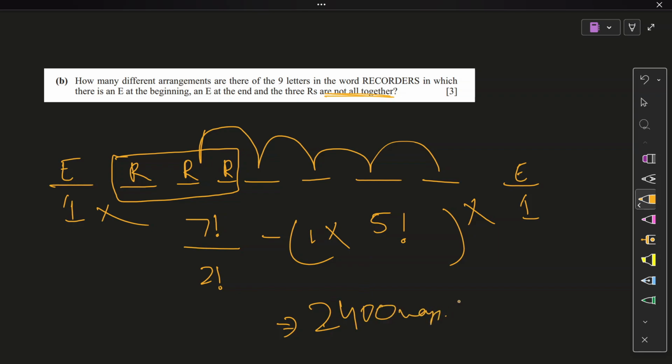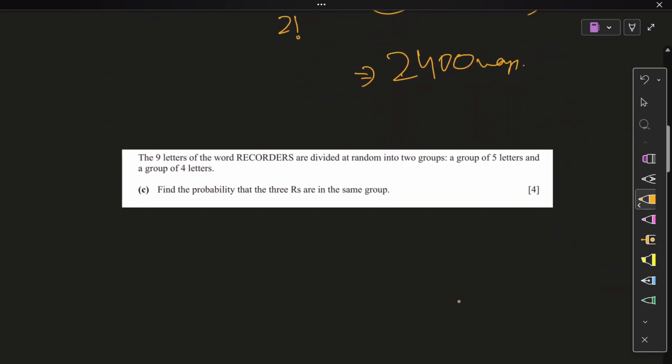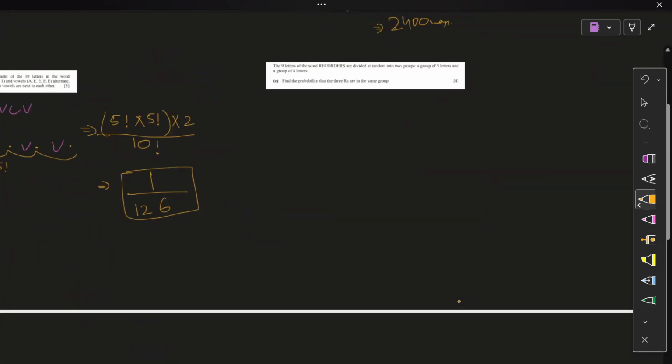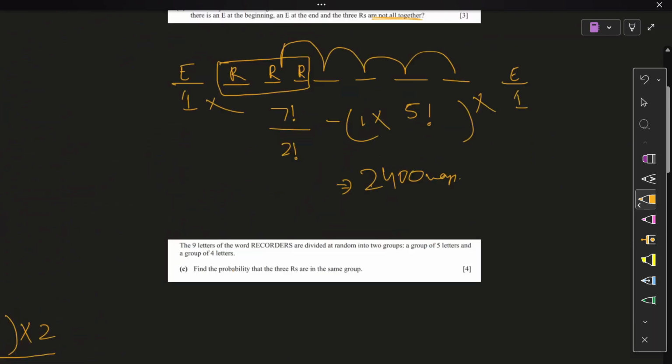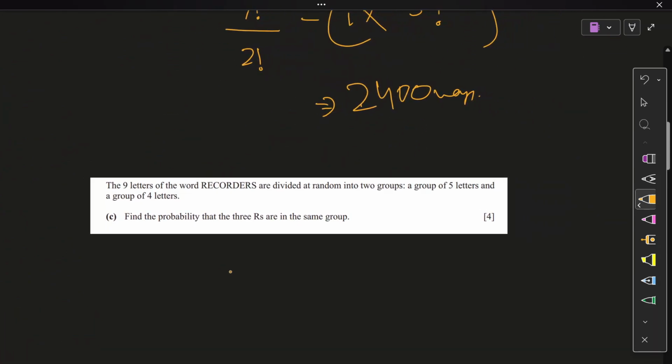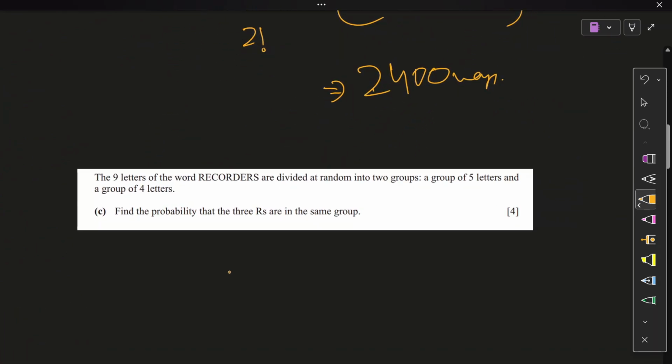I went too fast, but you just look at the previous questions, dude. I'm very tired right now. Final question, I hope. There we go. 9 letters are divided at random into two groups: a group of 5 and a group of 4.